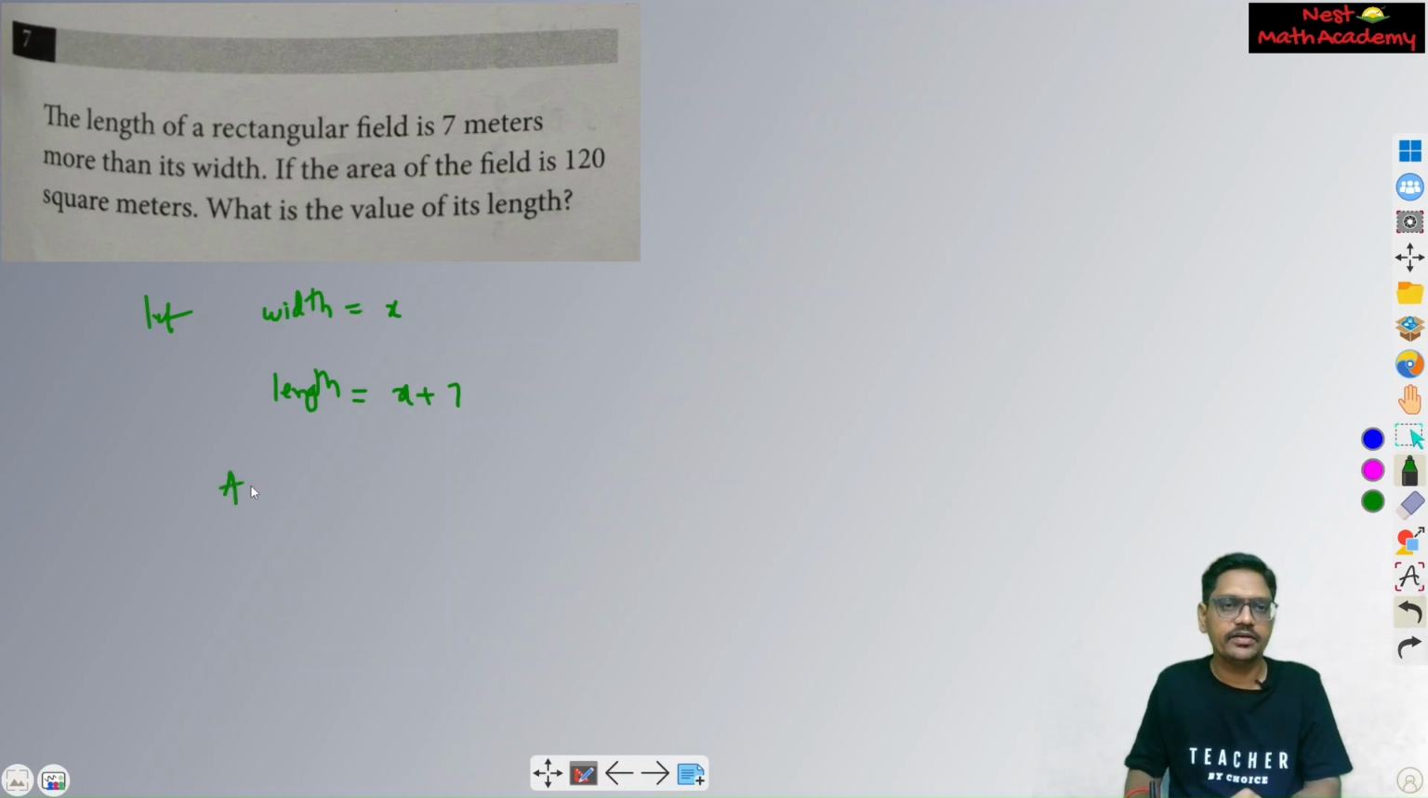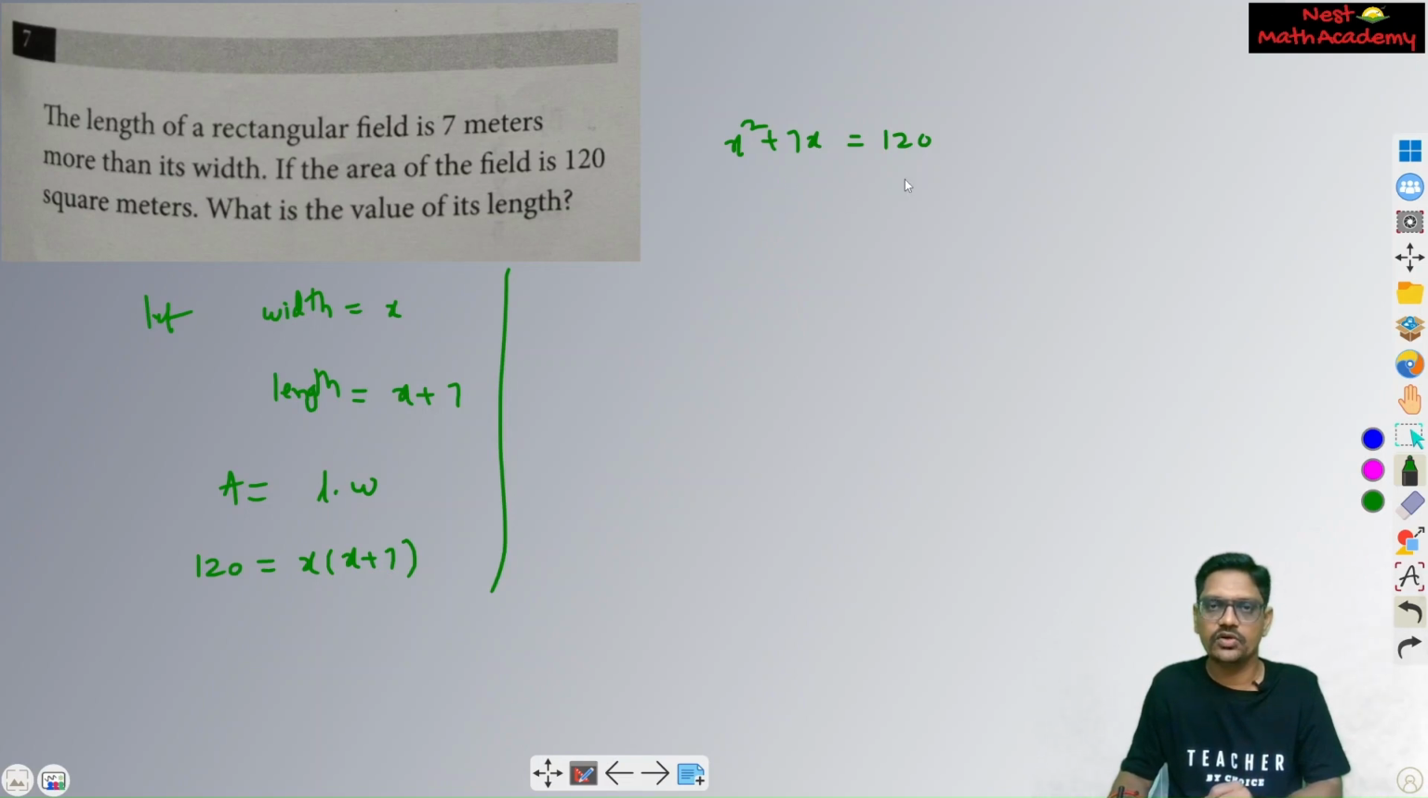Now the area is given by length times width. So the area is given as 120, which is equal to x times (x plus 7). Just multiply them together. You should get x square plus 7x equals 120. Subtracting 120 on both sides, we get x square plus 7x minus 120 equals 0. We can use the quadratic formula or else we can directly factorize it.